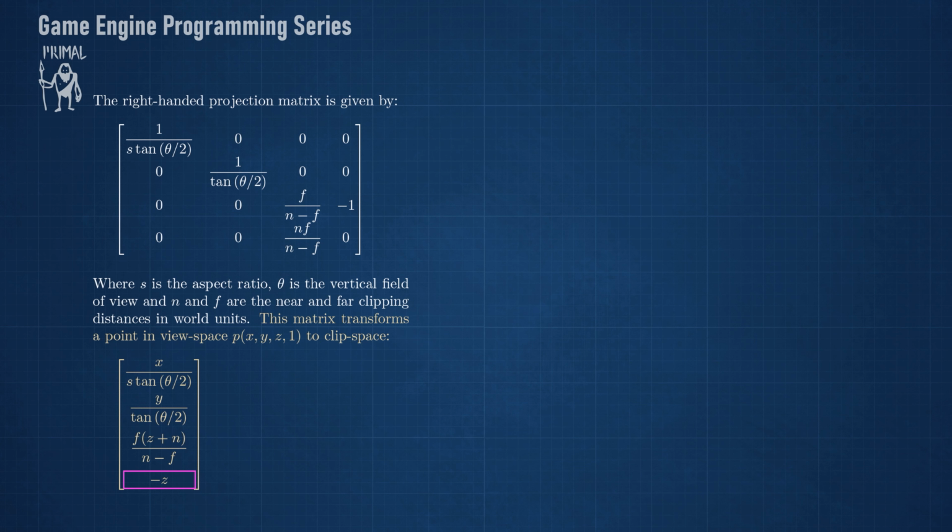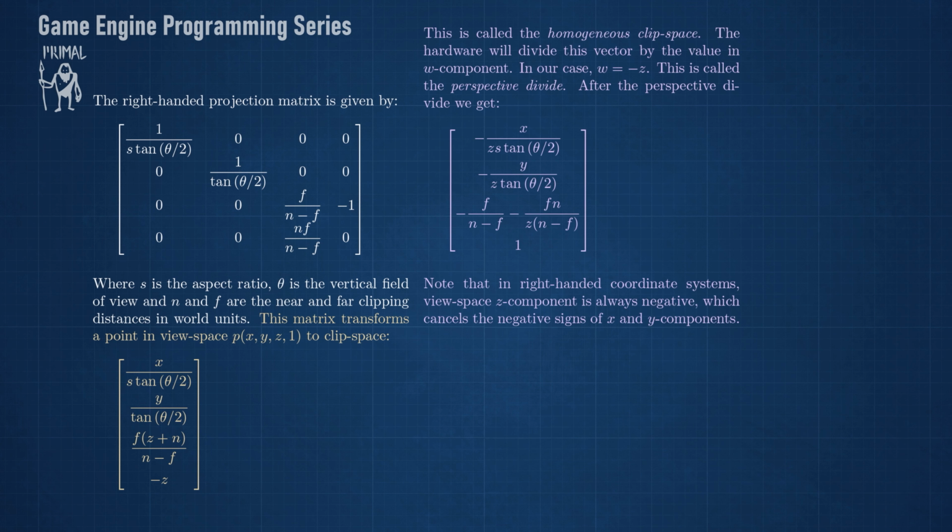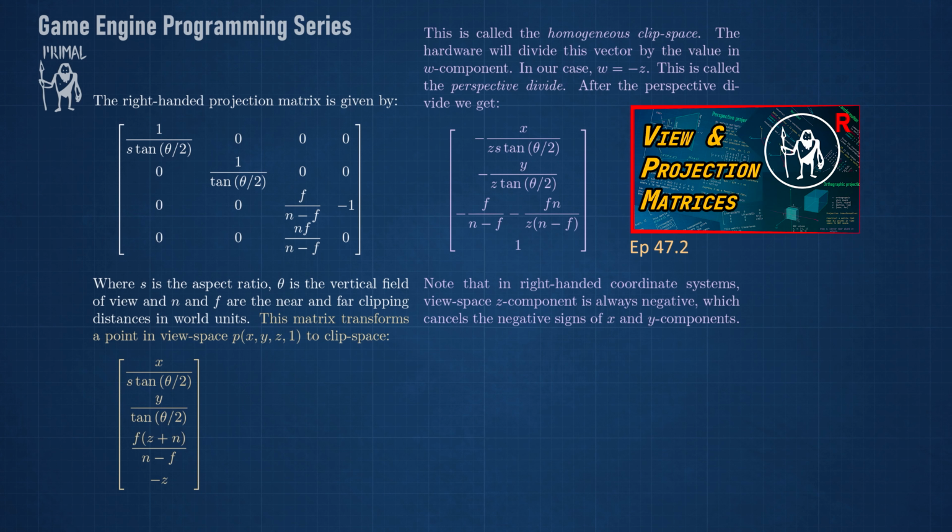We see that the W component contains the negative Z coordinate of the point. This is because we want to fit every point in homogeneous clip space into normalized device coordinates, and to encode depth information in a range between 0 and 1, we need to divide this vector by the value in the W component. This is called the perspective divide, which brings our point fully into the NDC space. Again, I already made a video about this, so if you'd like a more detailed explanation, please go ahead and watch that video.